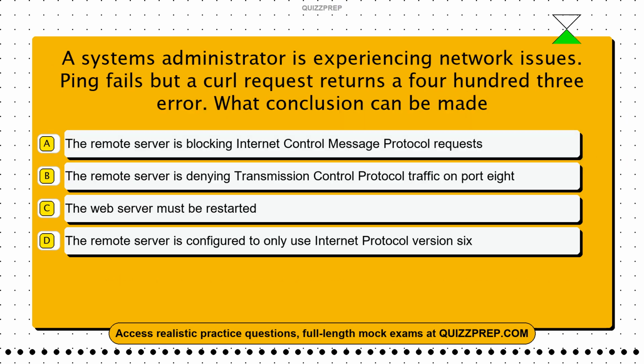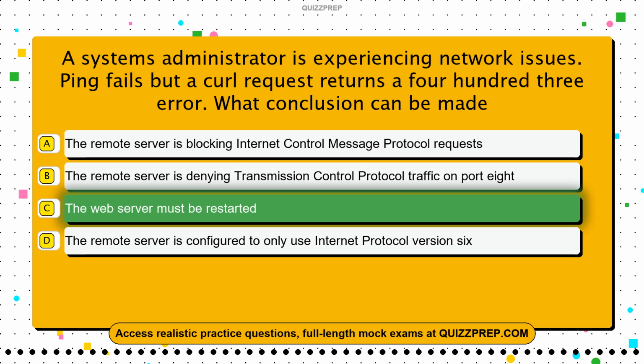Question 98. A systems administrator is experiencing network issues. Ping fails but a curl request returns a 403 error. What conclusion can be made? Option A. The remote server is blocking Internet Control Message Protocol requests. Option B. The remote server is denying Transmission Control Protocol traffic on port 80. Option C. The web server must be restarted. Option D. The remote server is configured to only use Internet Protocol version 6.